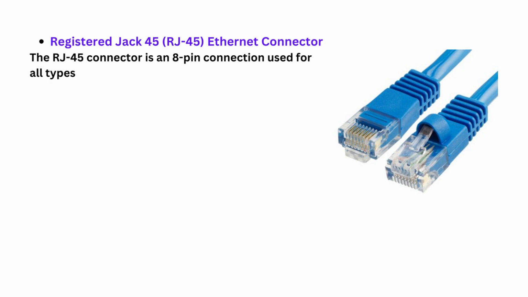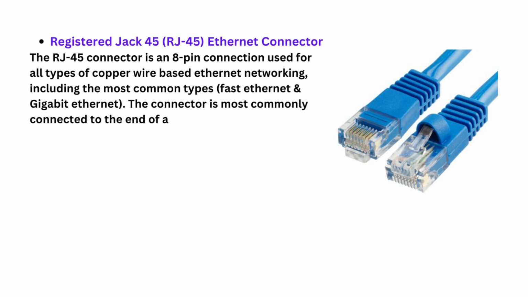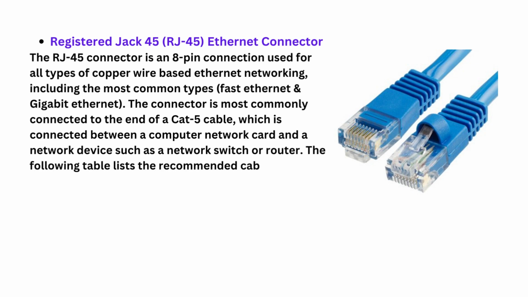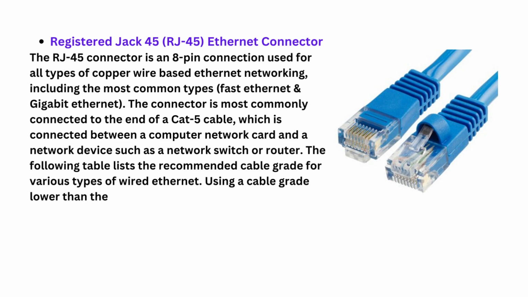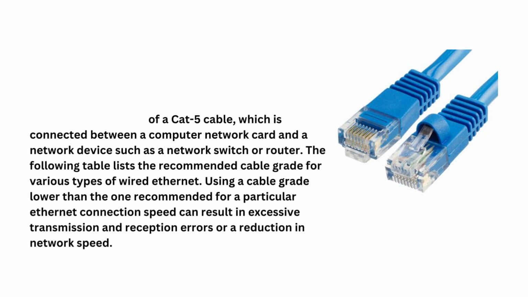The RJ45 connector is an 8-pin connection used for all types of copper wire-based Ethernet networking, including the most common types, Fast Ethernet and Gigabit Ethernet. The connector is most commonly connected to the end of a Cat5 cable, which is connected between a computer network card and a network device such as a network switch or router. The following table lists the recommended cable grade for various types of wired Ethernet. Using a cable grade lower than the one recommended for a particular Ethernet connection speed can result in excessive transmission and reception errors or a reduction in network speed.